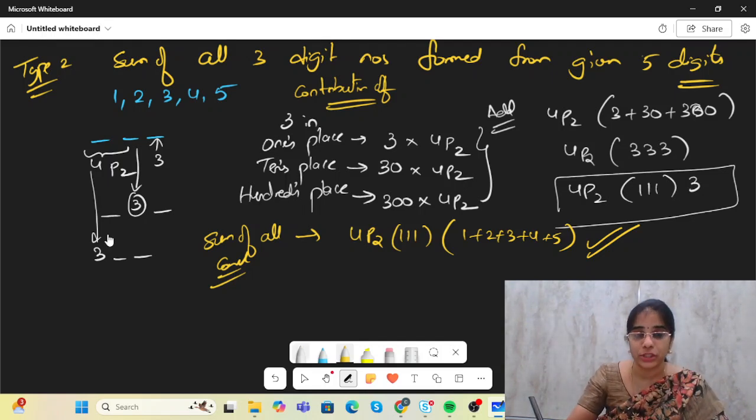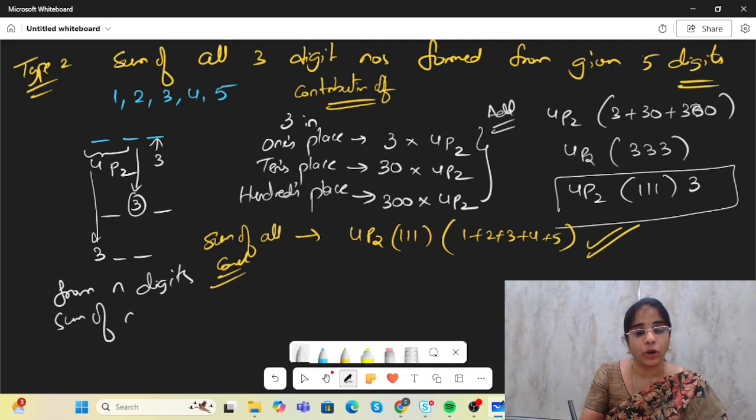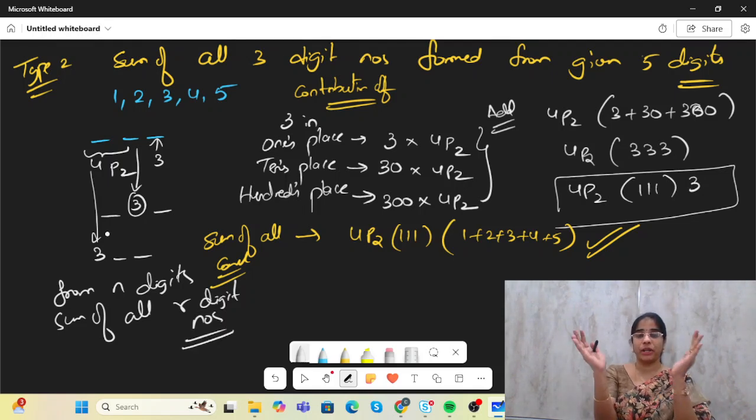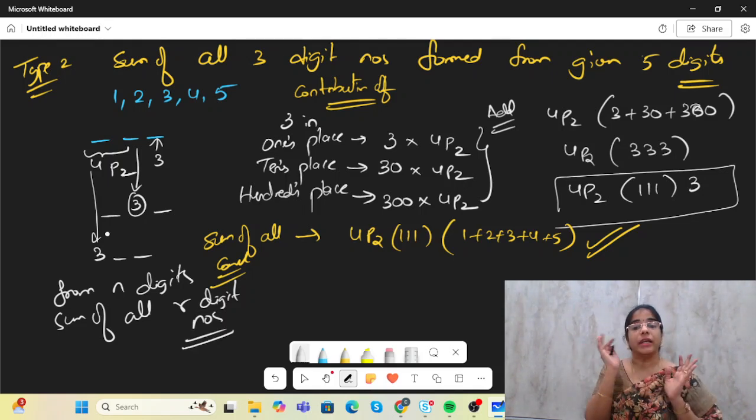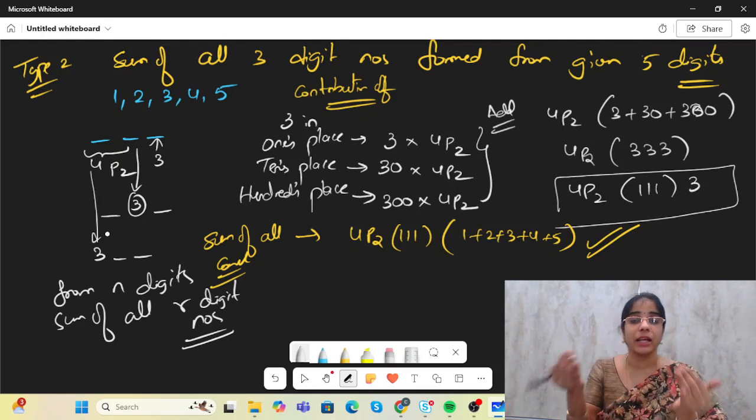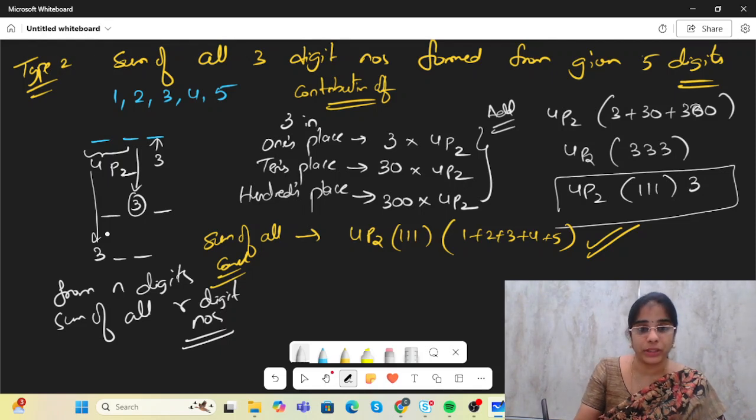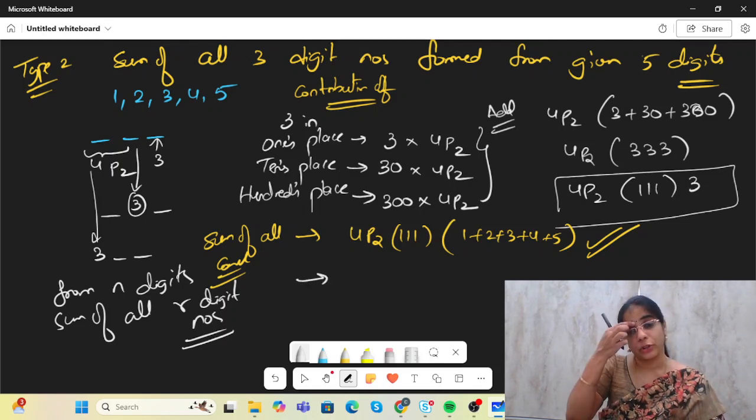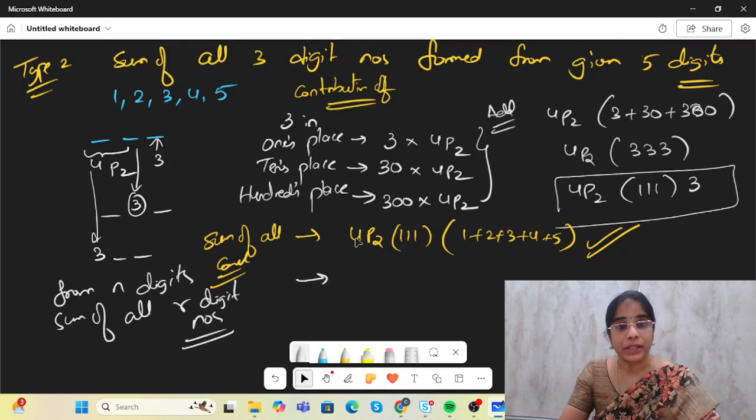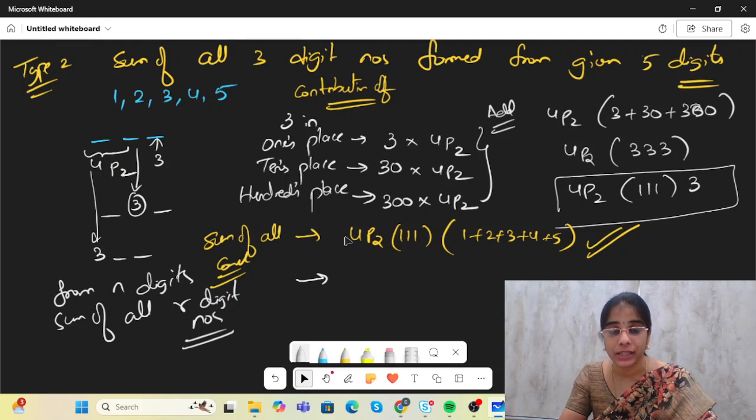Now, if my question is: from the given n digits, the sum of all r-digit numbers formed. Out of the given 5, I picked only 3. Now out of the given n, I am going to pick only r. So what will be my sum if I am doing this? Now in general, if I have to write the formula, see, when I have 5 digits, I started with 4.